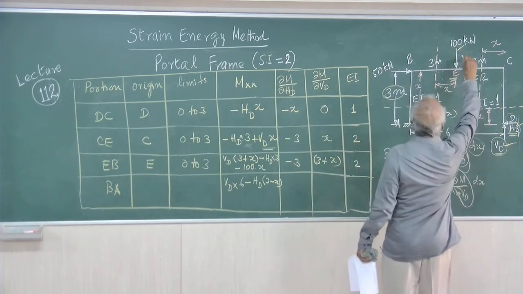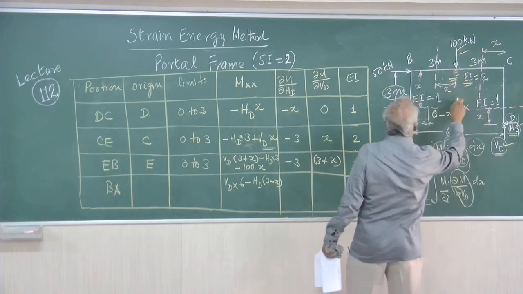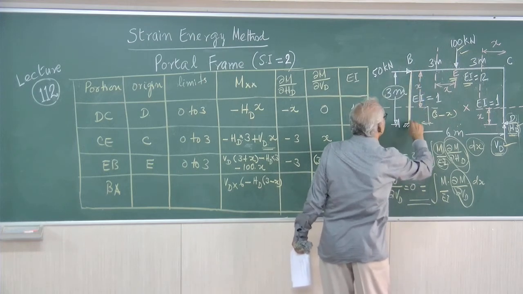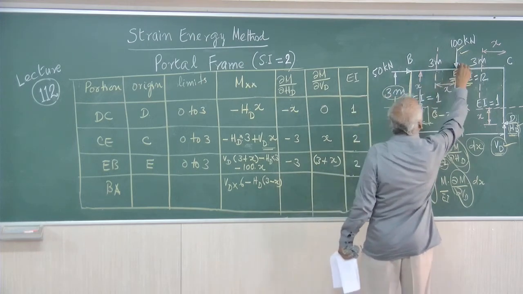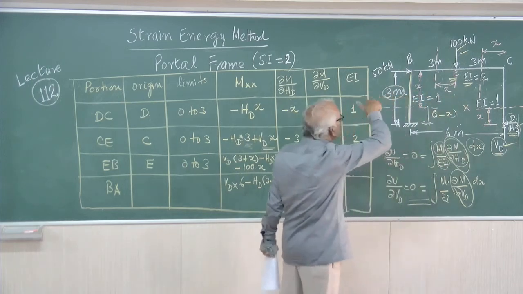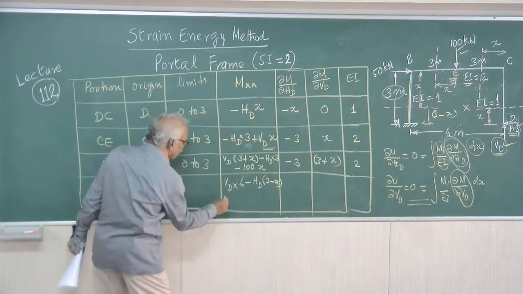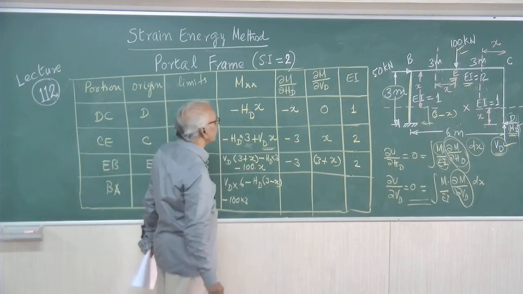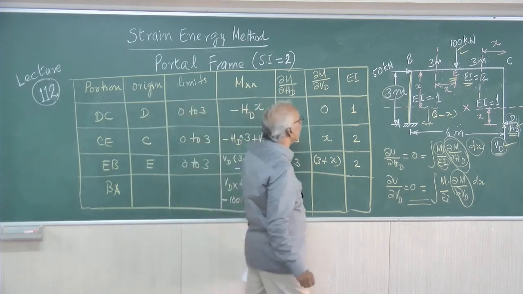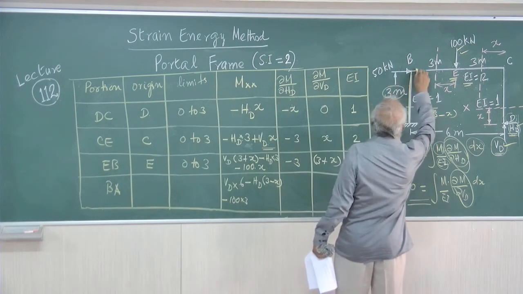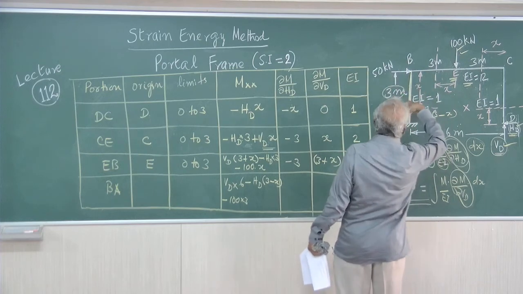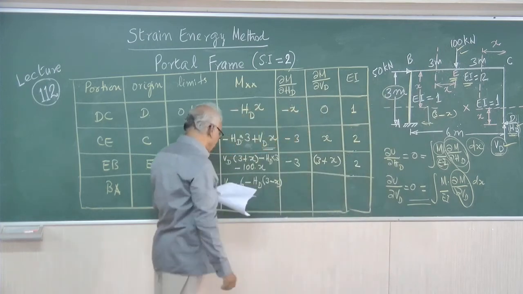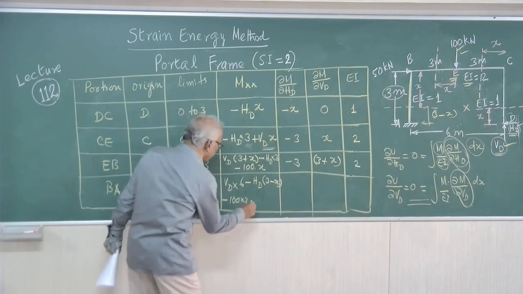Right. Now, coming to this 100 into 3 meters. Because for the portion BA, throughout the distance is 3 meters. So, 100 into 3 meters. So, it is, right, clockwise. Therefore, minus 100 into 3 meters. Then there is another force, 50 into x. So, this is also clockwise. So, to the right of the section, clockwise is negative. So, minus 50 into x.